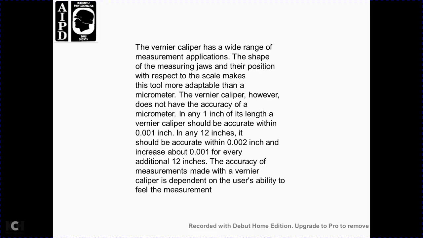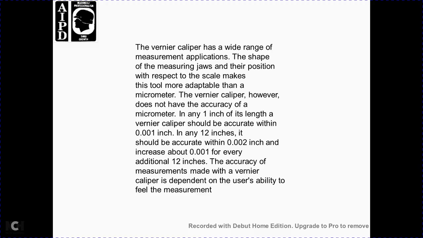The vernier caliper has a wide range of measurement applications. The shape of the measurement jaws and their position with respect to the scale make the tool more applicable than a micrometer. The vernier caliper, however, does not have the accuracy of the micrometer. Within 1 inch of length, the vernier caliper should be accurate within 1/1000th of an inch. Within 12 inches it should be accurate within 2/1000ths of an inch, increasing by about 1/1000th of an inch for every additional 12 inches.